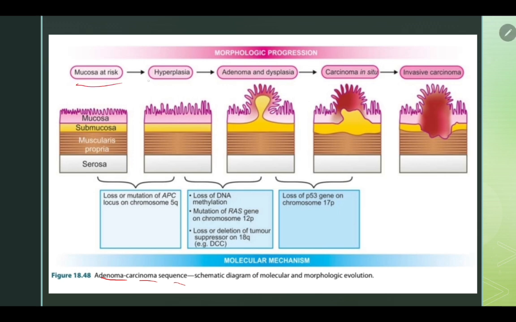Here the mucosa are at risk. There is loss or mutation of APC locus on chromosome 5q, which leads to hyperplasia. Cells multiply more than normal in hyperplasia. Tissue is still not cancerous, but the risk has increased. The risk of cancer has increased.